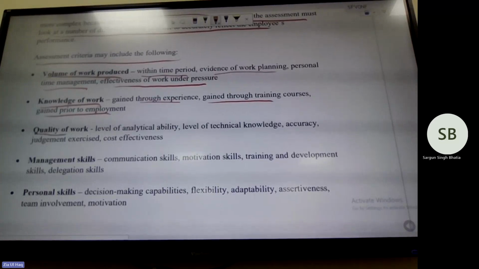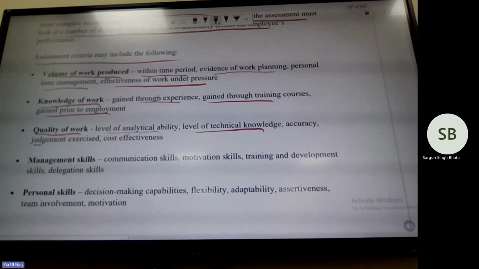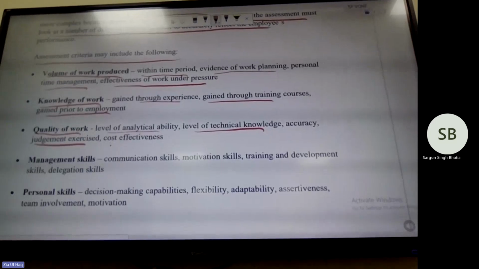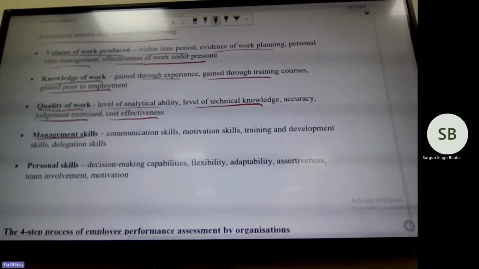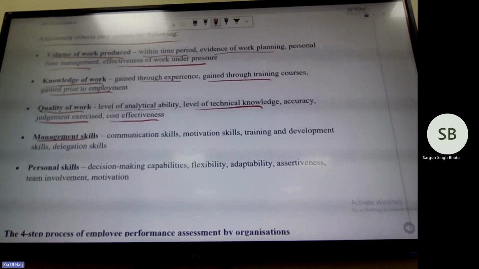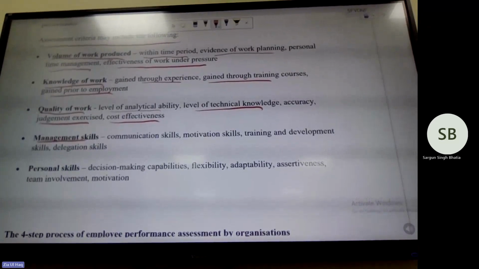You need to assess quality of work. Quality of work means whether he has produced high quality goods and services or not, level of analytical ability, level of technical knowledge, accurate judgment exercised, meaning appropriately applying knowledge, and whether it is cost effective or not. You need to check management skills. If you are going to measure the performance of any manager, you need to check his management skill, whether he is dealing with the lower employees appropriately or not. What is his communication skill, whether he is communicating appropriately, and whether he is making decisions on time or not.